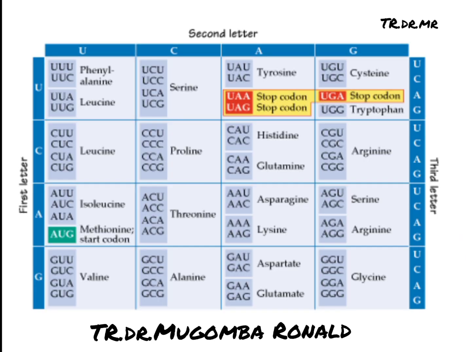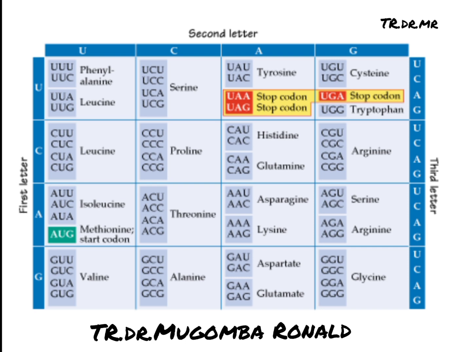We have also said that genetic code is triplet, in series. We have also said genetic code is non-overlapping. We have also said genetic code is universal. We have also said that genetic code has codons known as the stop codons, which we have mentioned, that is UAA, UAG, and UGA. They terminate the process of translation.